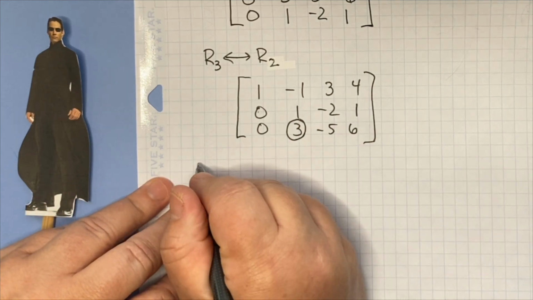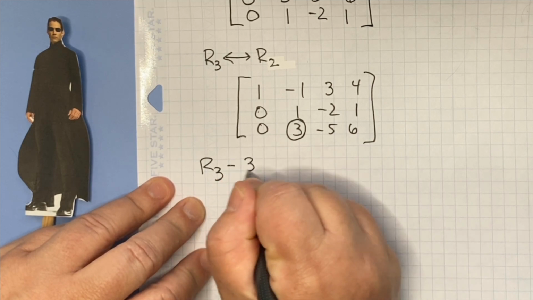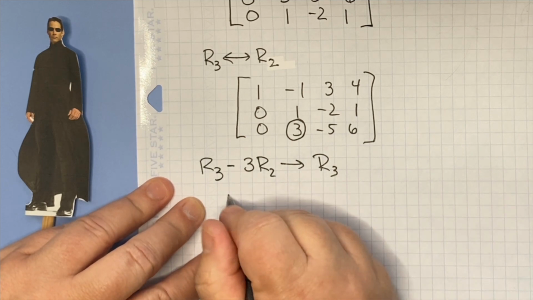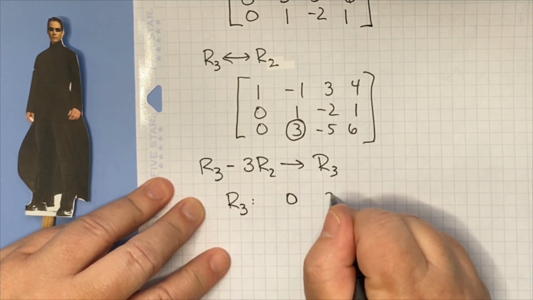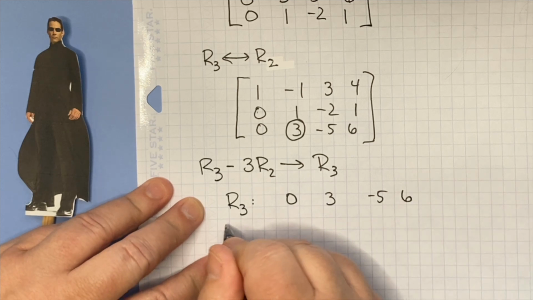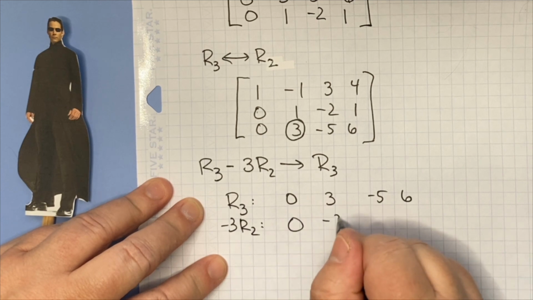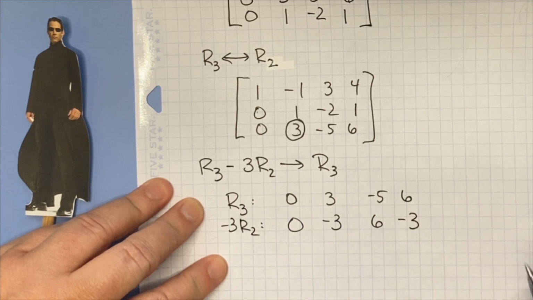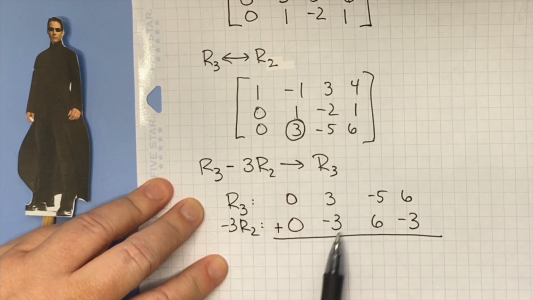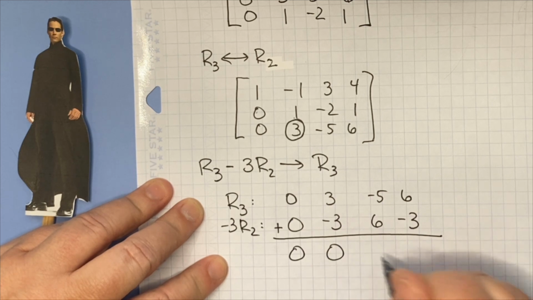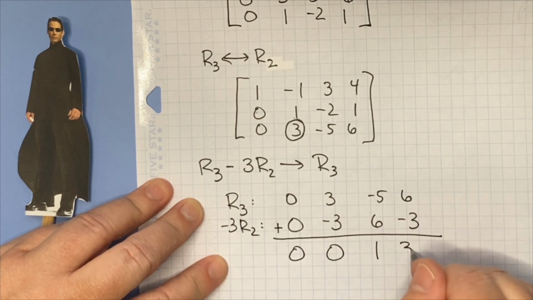So I'm going to take row 3, and I'm going to subtract 3 times row 2 and put that back in row 3. So that's going to be row 3, 0, 3, -5, 6, and -3 row 2. That's going to be 0, -3, 6, -3. Right, -3 times 1 is -3, -3 times -2 is 6, and -3 times 1 is -3. So I get 0, 0, 1, and then 3.